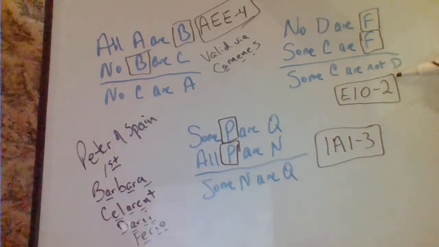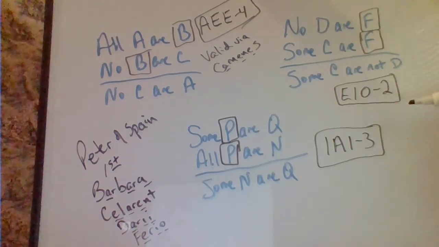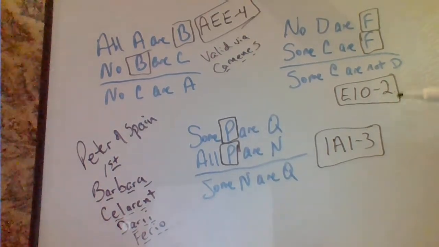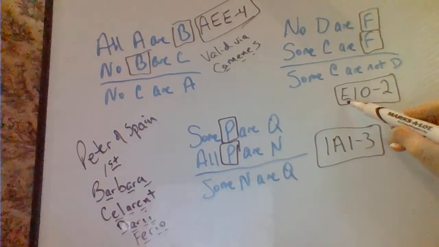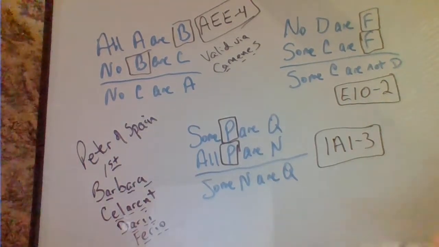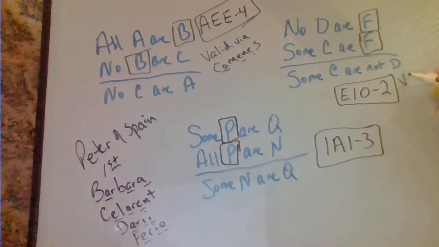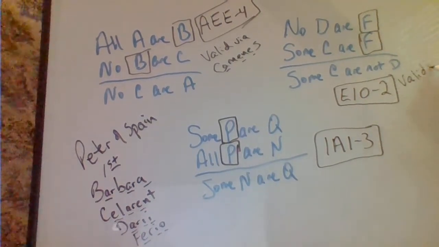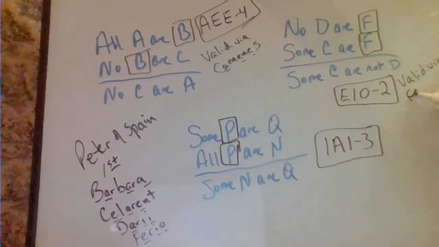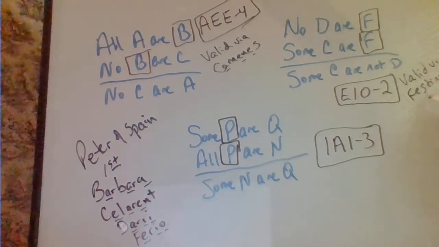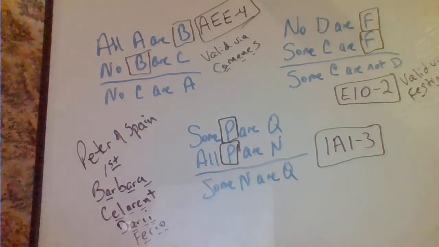The second one over here, EIO figure 2. So I'm going to look under the second figure column, try to find a word that has these vowels in that order, EIO. And the third one down on the list has it, Festino, EIO. So I know because it's on the list that it's valid, and I would say valid via Festino. And again, EIO under the figure 2 column.